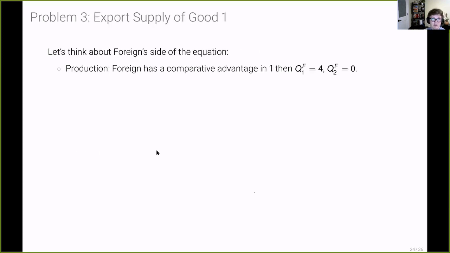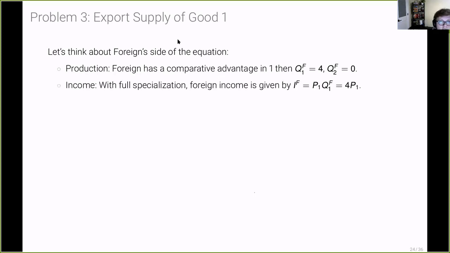So let's start off with production. We already said that foreign has a comparative advantage in good one. Then what you can note is that we said that foreign's productivity in producing, excuse me, foreign's productivity, oh, shoot.